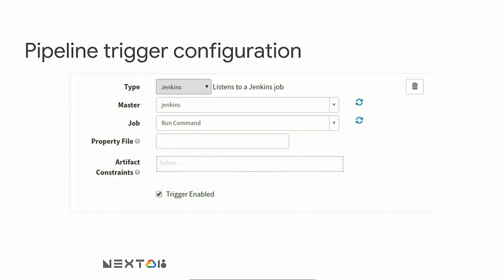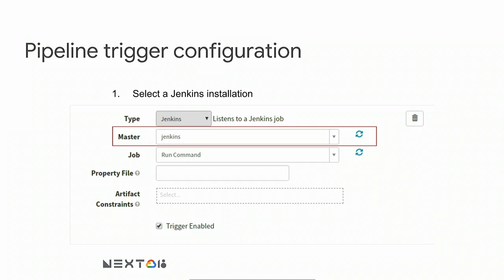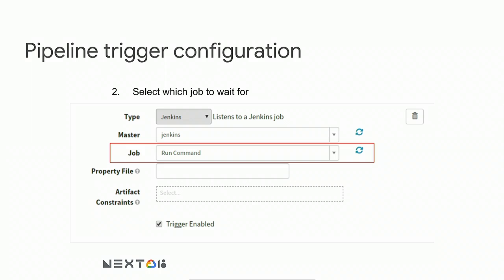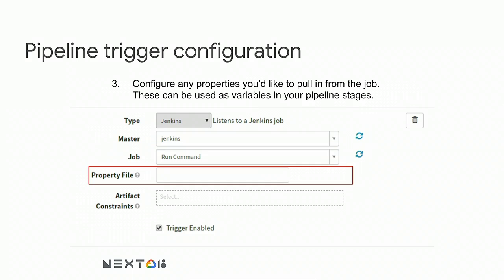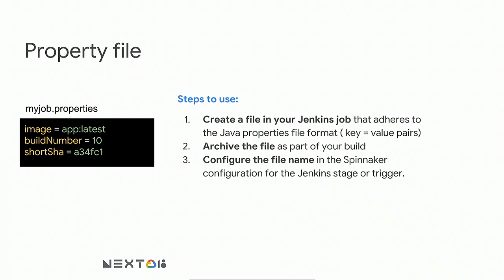So in Spinnaker, you have the ability to define these triggers, and the pipeline trigger UI looks like this. You define which Jenkins master you want to point at, which job you want to run from inside that, or which job you want to detect a change in from that Jenkins master, and then potentially a properties file. And so the properties file is a way to communicate information from Jenkins into Spinnaker. And that follows the Java properties file format, which is key equals value. And so if you create this file inside of your build process and archive it, then Spinnaker can pick it up and use this information in its pipeline to configure various steps.